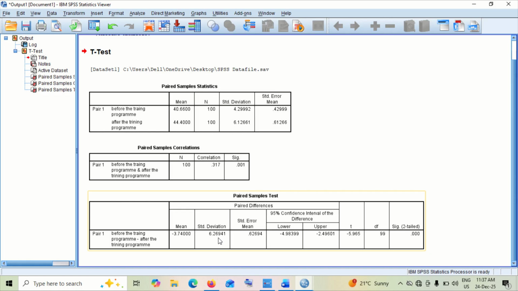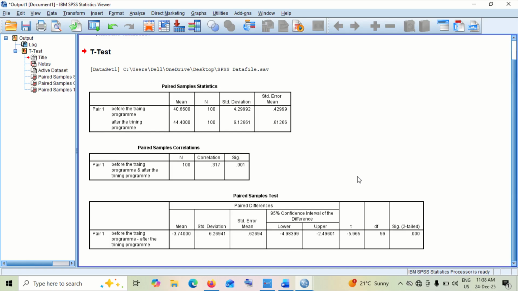Next, the standard deviation, standard error, and the difference in standard deviation and standard error. Thereafter, we have to check the important results, that is test value, degree of freedom and significance value. The test value is minus 5.965. Significance value is 0.000. Since the significance value is less than 0.01, we have to reject the null hypothesis. That means there exists a significant difference in the adoption level before and after the training program.